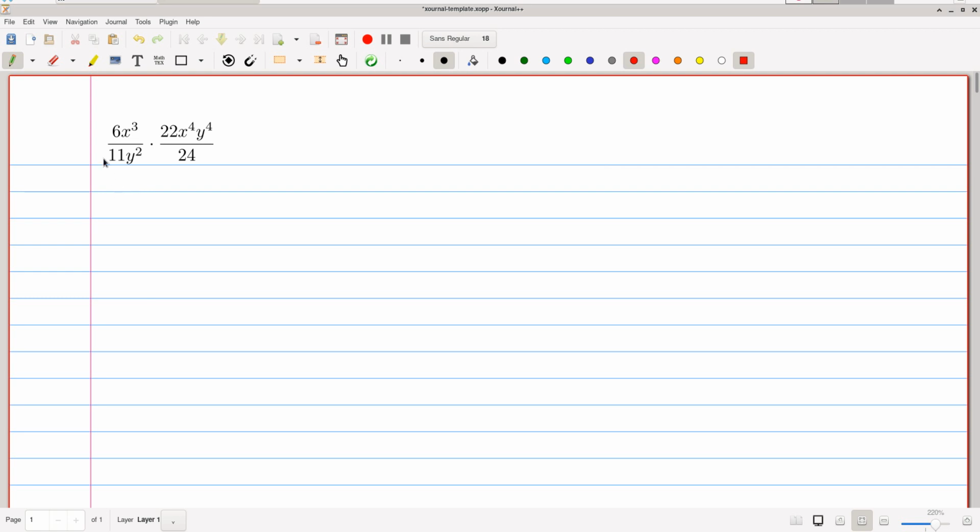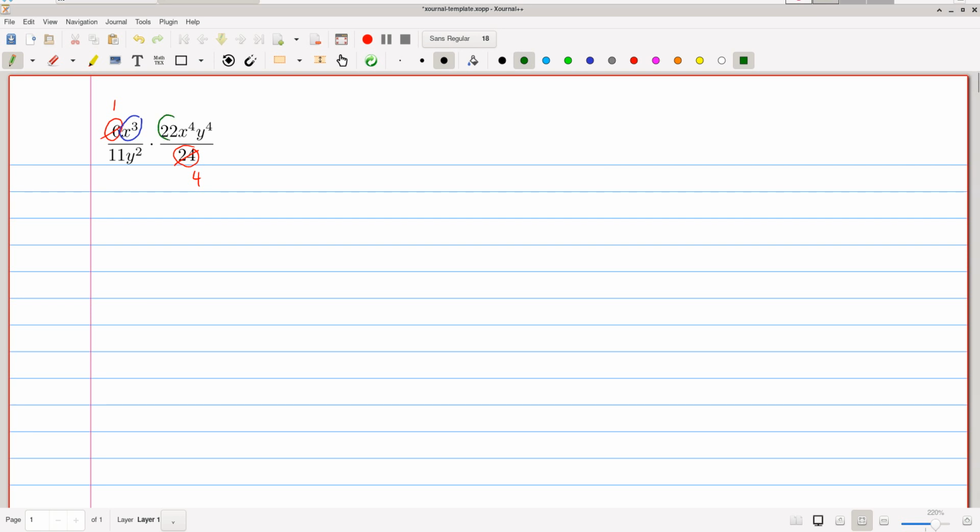So if we go one piece at a time, let's look at the 6 first. I want to look for anything in the denominator that can reduce with a 6. And I see 6 and 24 can reduce. So 6 goes into 6 one time, and 6 goes into 24 4 times. Next, I go to the x's. I notice I have an x cubed here, but I don't have any x's in the denominator that I can use to reduce. So that'll stay.